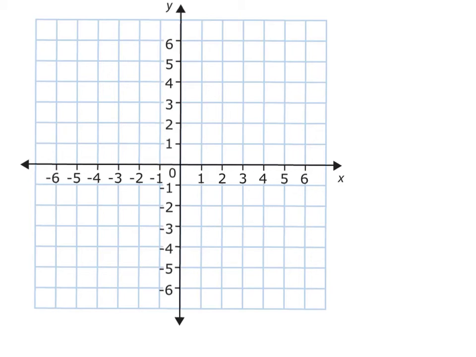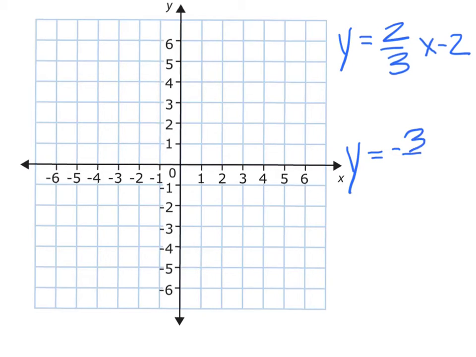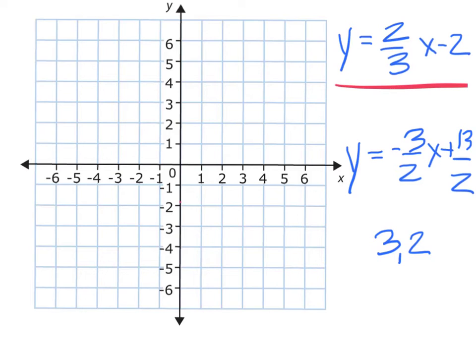We were given the standard form of an equation, and we changed it to y equals 2/3 x minus 2, and then we found a perpendicular line of negative 3 over 2x plus 13 over 2. The point that it has to pass through is 3, 2. So here's the equation from the beginning up here. There's a negative 2. You go up 2 and over 3, and then you have to make a line.